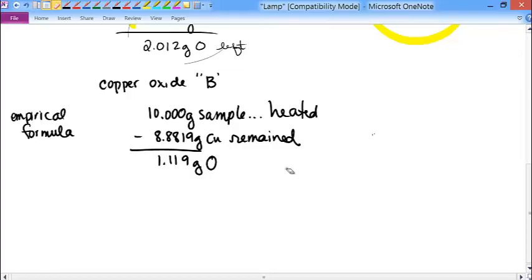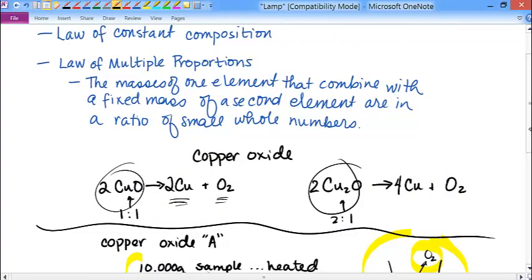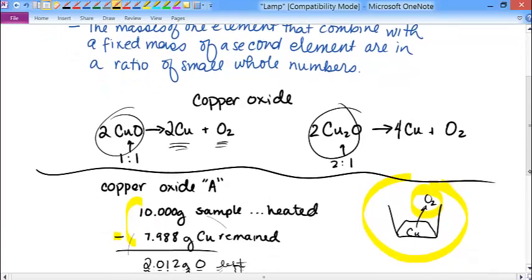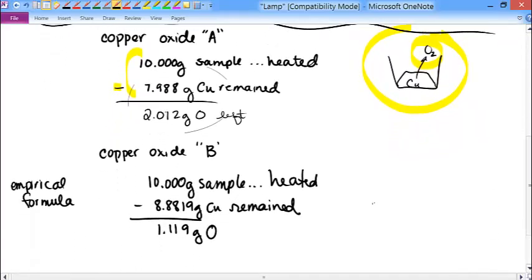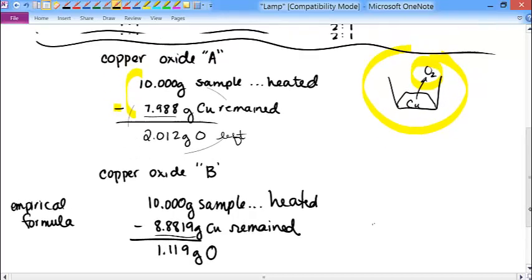But let's go back to the law of multiple proportions. The law of multiple proportions says the masses of one element that combine with a fixed mass of a second element. Well, in copper oxide A, I've got 7.988 grams of copper, and in copper oxide B, I've got 8.819, and I've got differing amounts of oxygen. So I need to try to get that. I'm going to try to find a ratio.